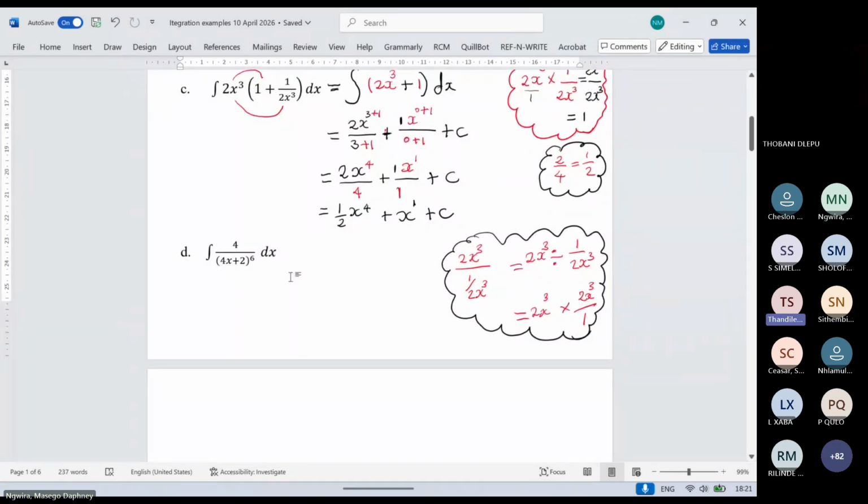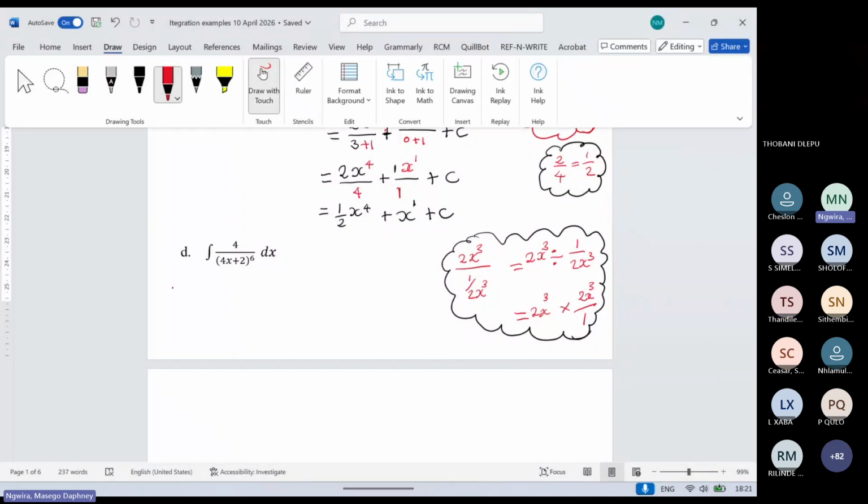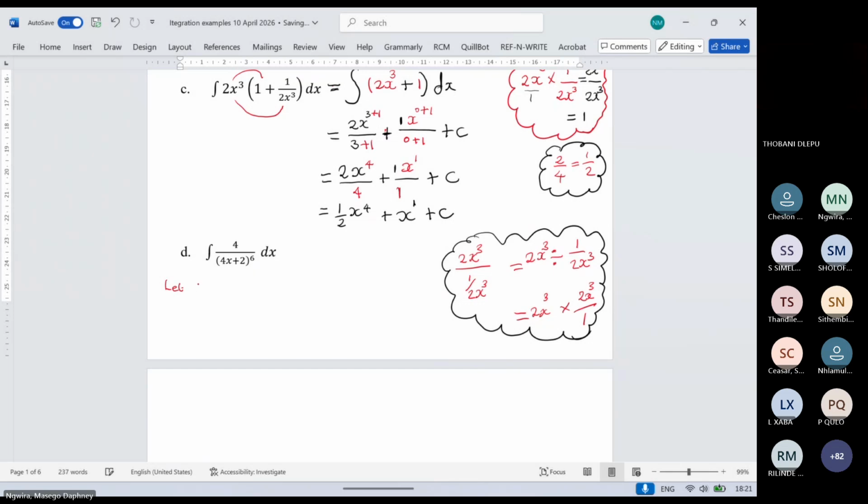4x plus 2 equals u. Okay, so we let u equal 4x plus 2. And then I'll say du over dx. So basically what I'm doing now is trying to differentiate the 4x plus 2.